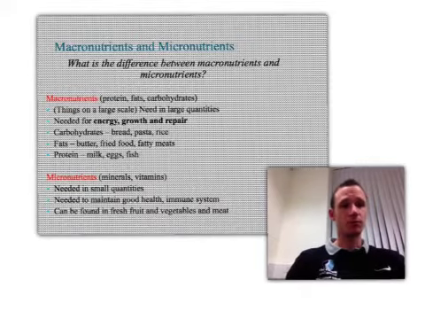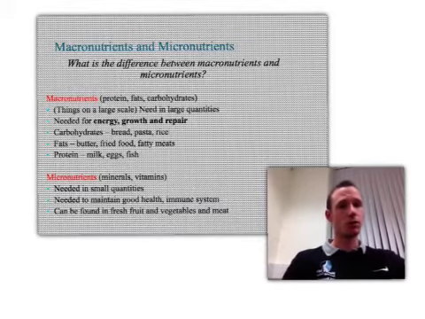Carbohydrates you get from foods such as bread, pasta and rice. Fats you get through butter, fried food, fatty meats, and protein you can get through things such as milk, eggs and fish. So all those food types and those nutrients, protein, carbohydrates and fats, are needed in large quantities in order for the body to grow and repair and to give us energy. So those are the macronutrients.